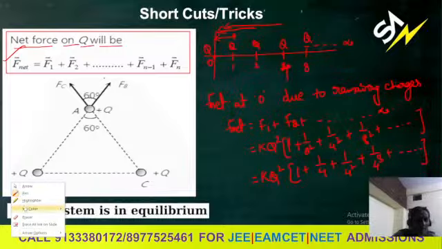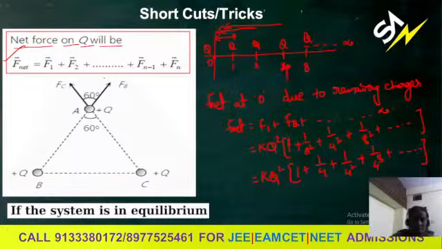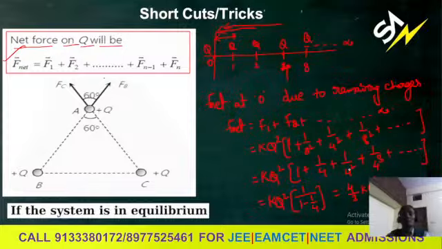Is the red color ink okay? Okay. Kq square into, for the sum of infinite terms in a geometric progression, it should be the first term by 1 minus the common ratio. The first term is 1, and the common ratio is 1 by 4. So it will give you 4/3 of kq square.